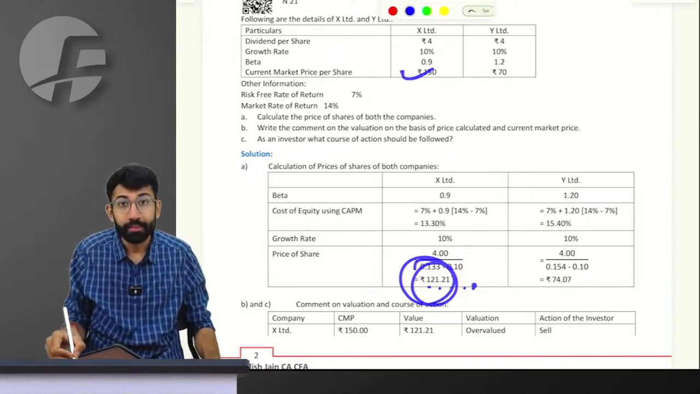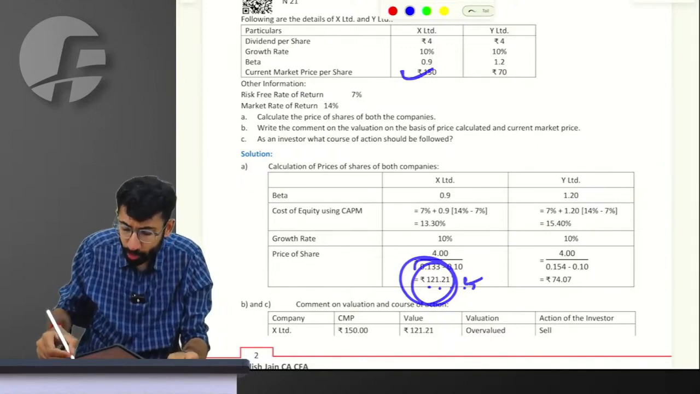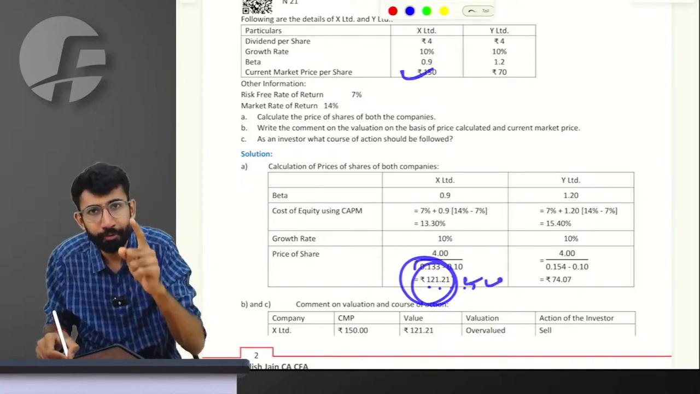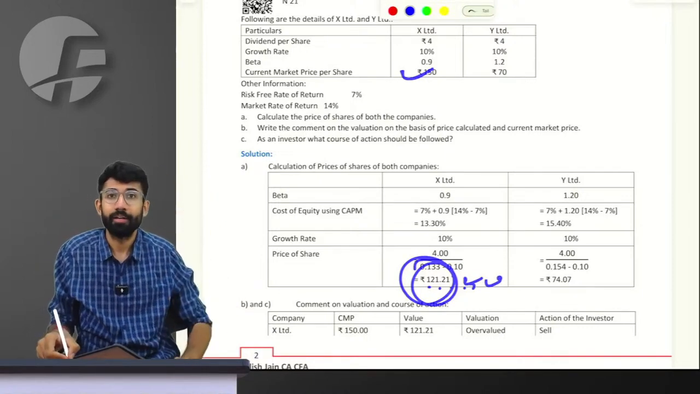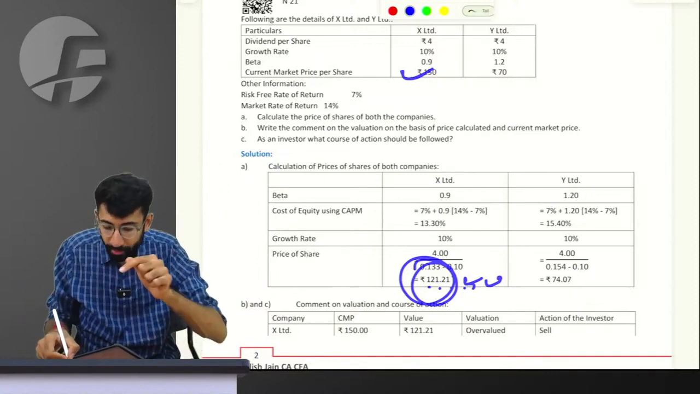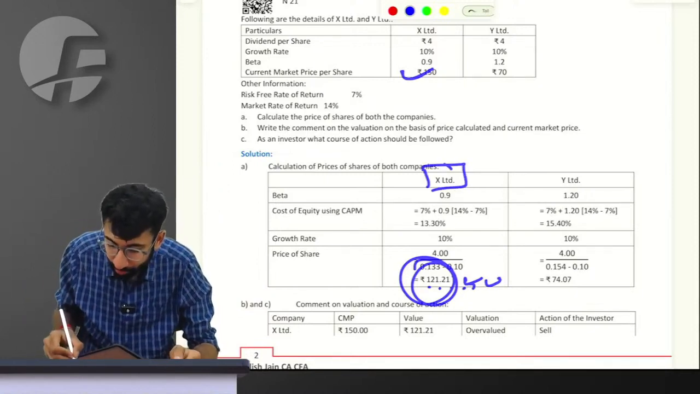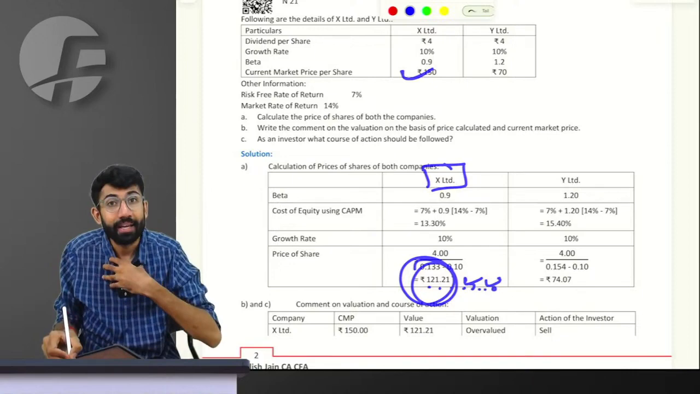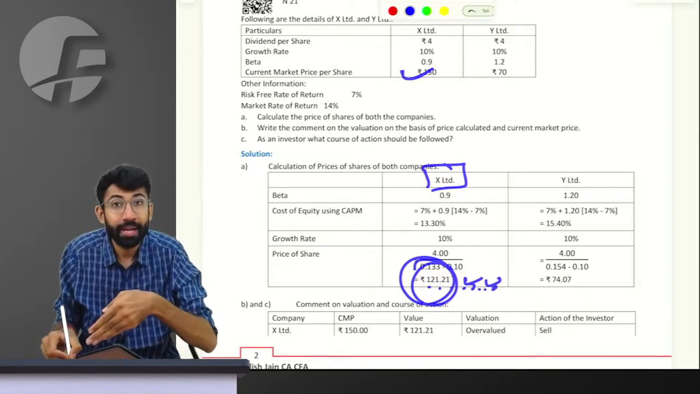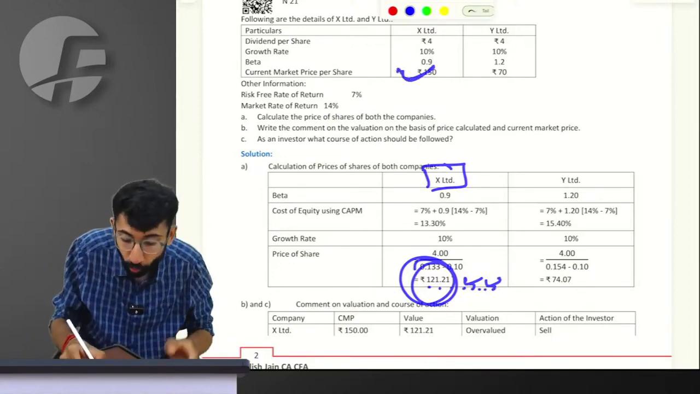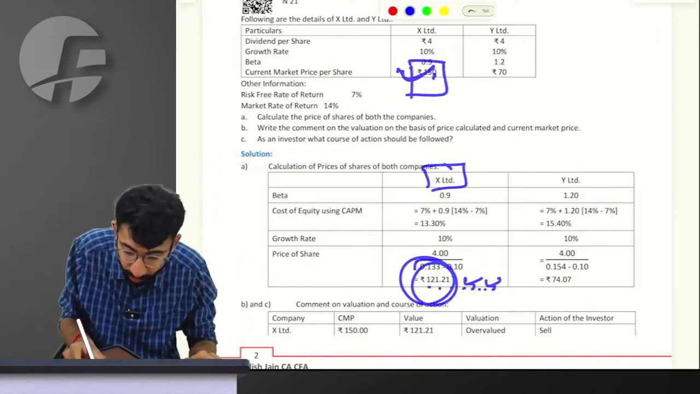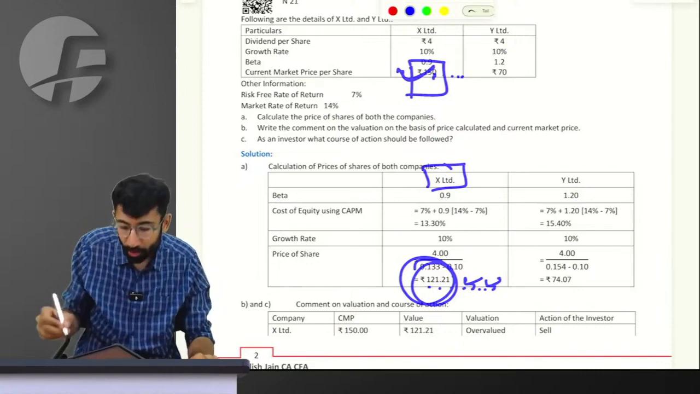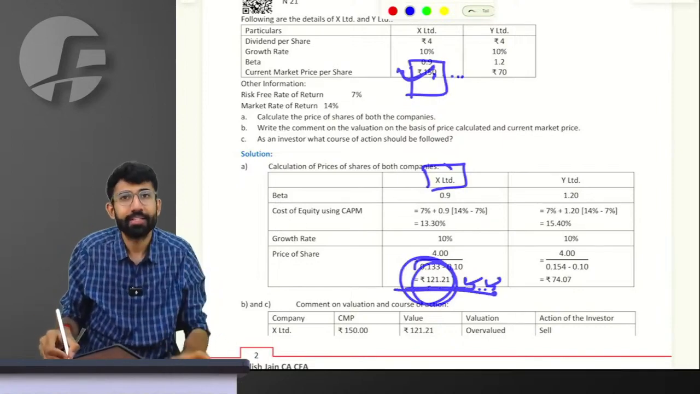People, the answer is no. You never comment on the price which you calculate. Always remember, for the entire AFM, you comment on the price which is there in the market. Share X is not undervalued because what I calculate is what should be the price. The price should be 121. What is the price is 150. So comment on 150 and say if it is overvalued or not. Don't comment on 121 to say it is undervalued.